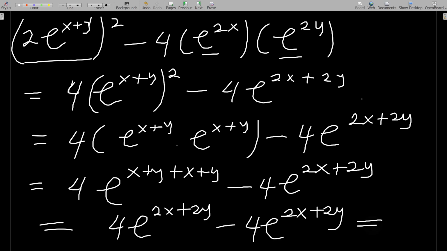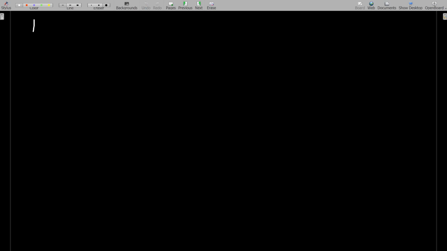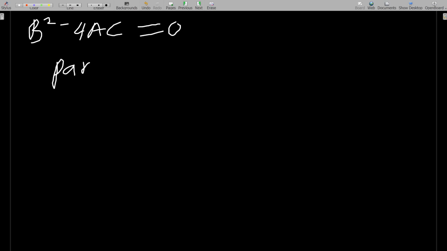So at the end of the day, this whole expression tends to 0 because the two terms are the same but opposite in sign. Once we have 0, it means B squared minus 4AC is giving us 0. And what do we say? We said that if you have 0, then the equation we have is parabolic.